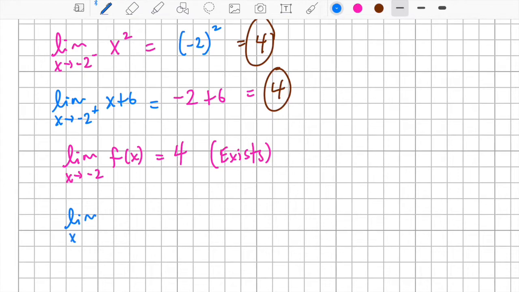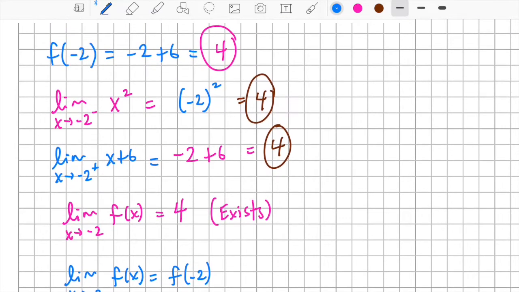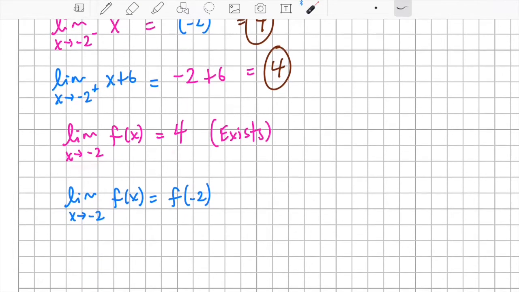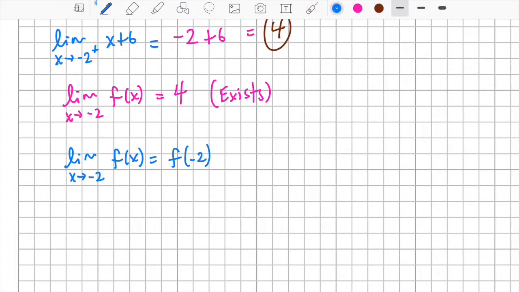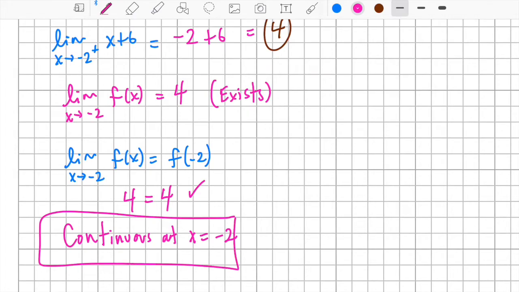Now our third condition was, is the limit as x approaches negative 2 of f of x equal to f of negative 2? According to what we just did, f of negative 2 is 4, and the limit as x approaches negative 2 is also 4. They're equal to each other. So yes, it is continuous at x equals negative 2.